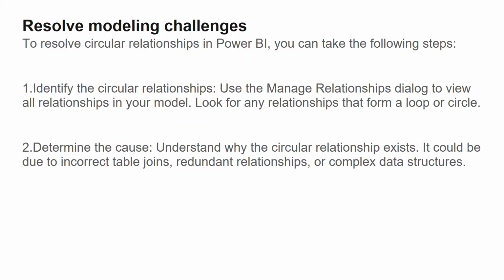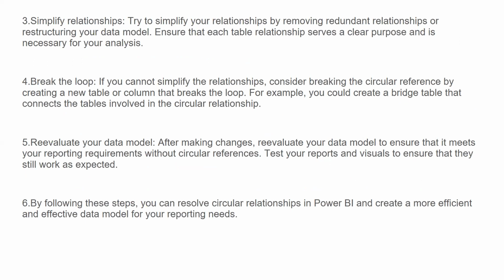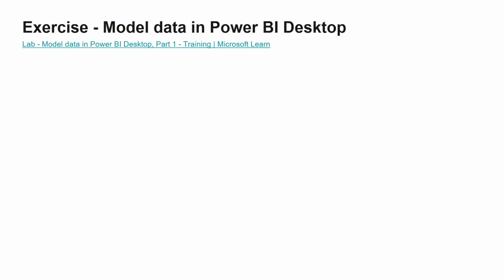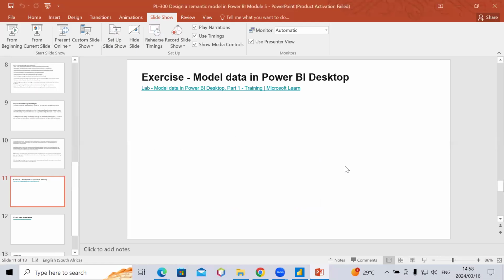Then resolve modeling challenges. To resolve circular relationships in Power BI, you can follow these steps. One, identify the circular relationship. Two, determine the cause. Three, simplify the relationship. Four, break the loop. Five, reevaluate your data model. Six, follow these steps. You need to follow those six steps. Then you can also go to the exercise for Power BI as usual.